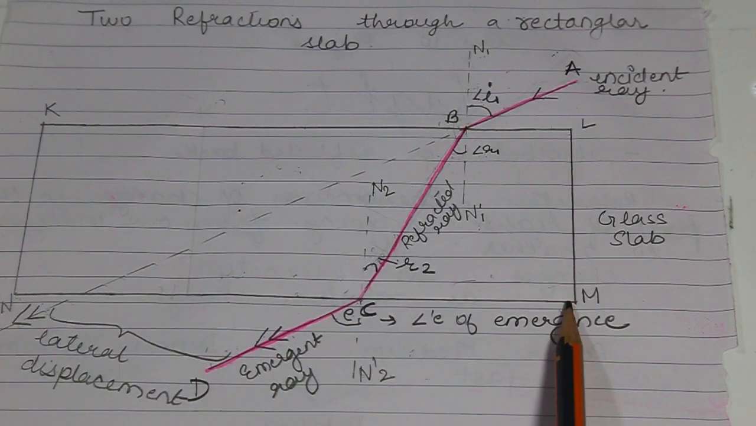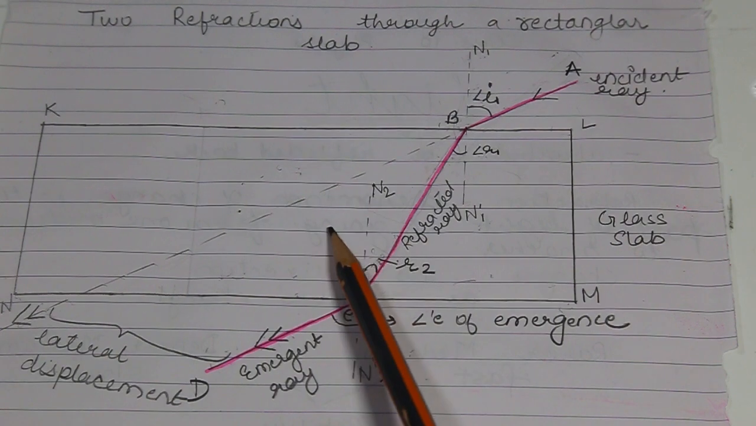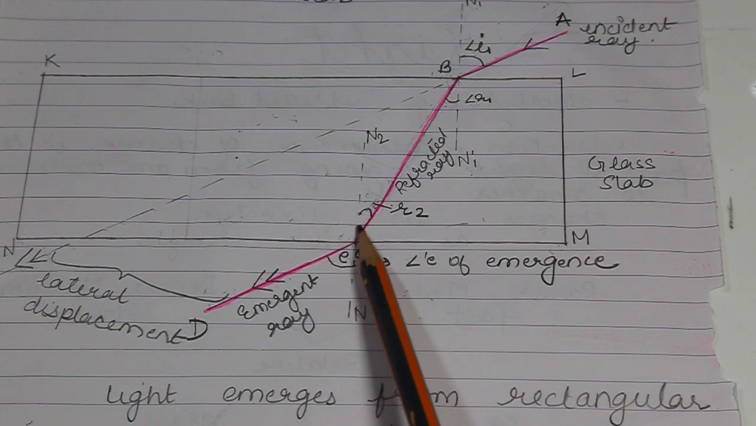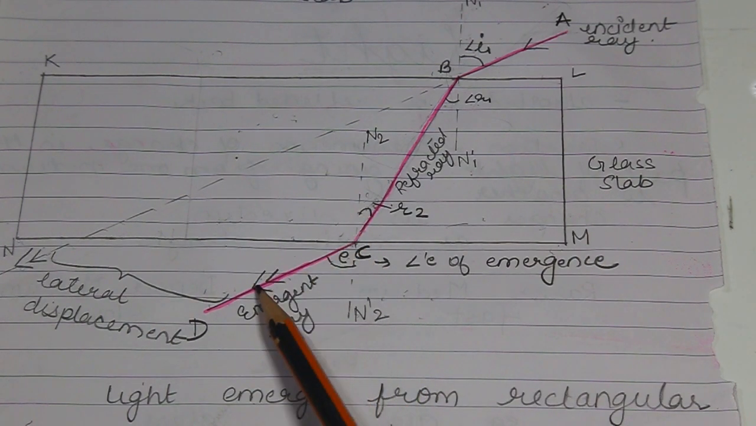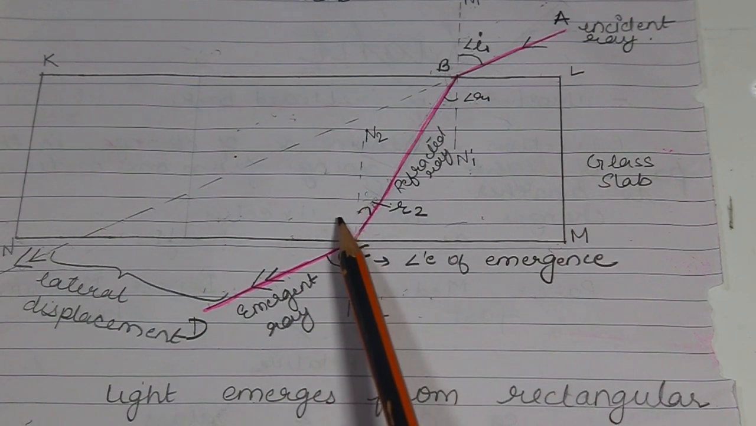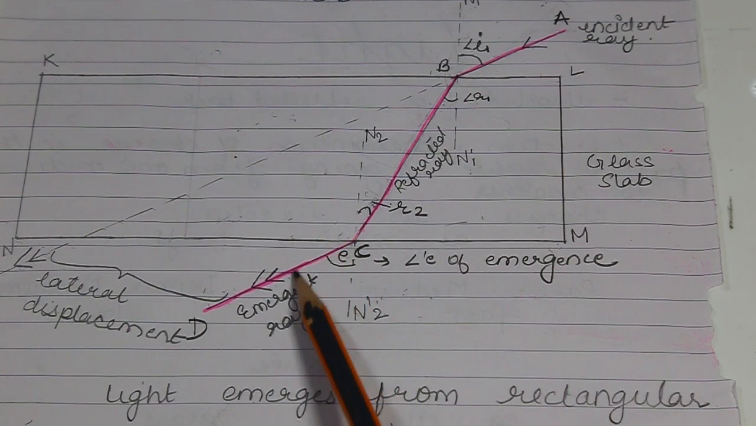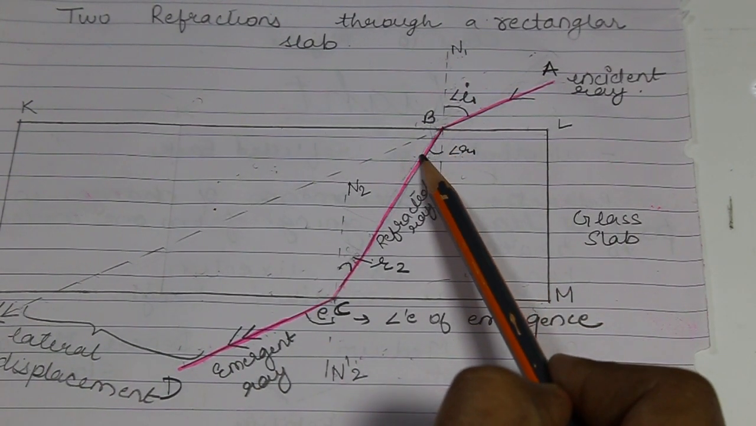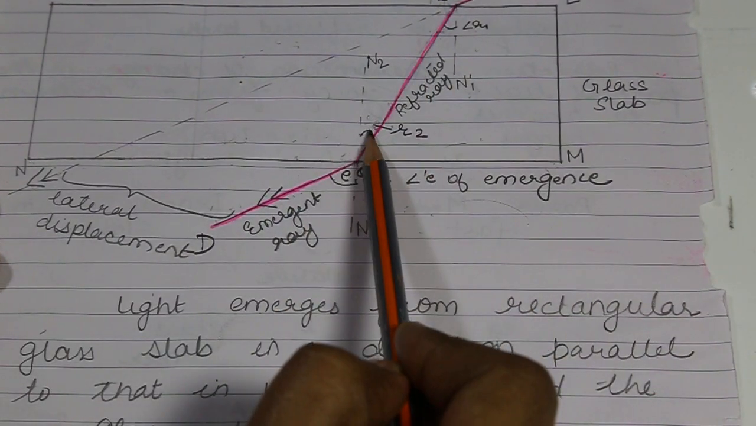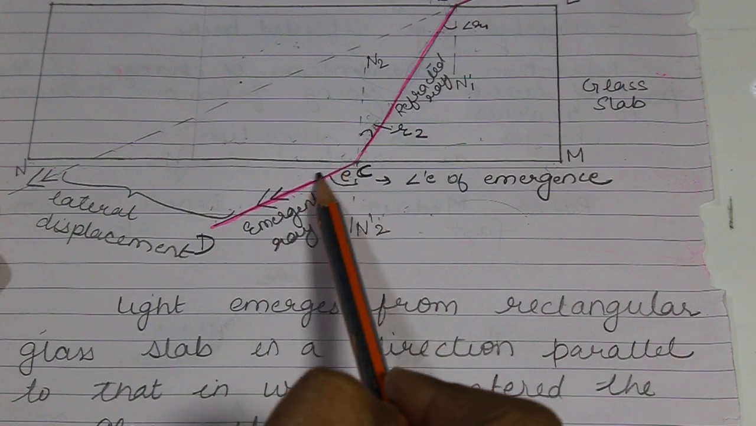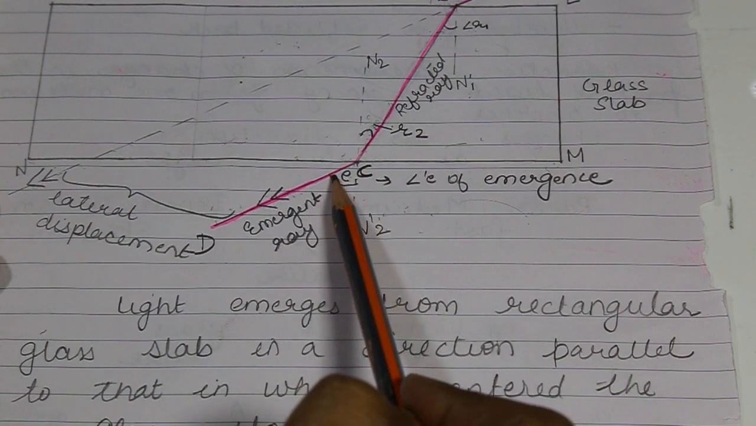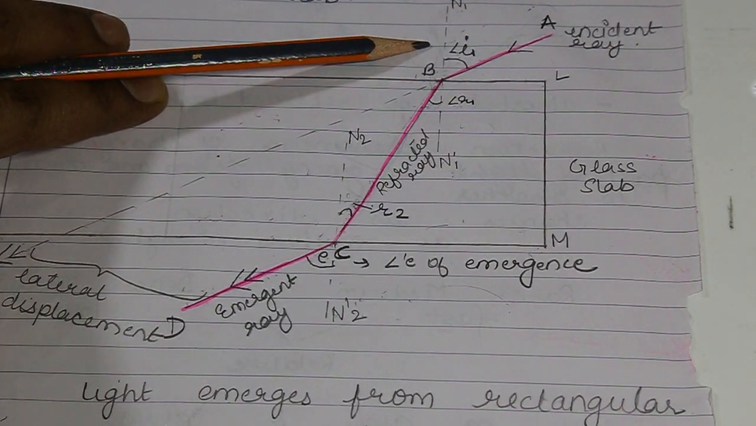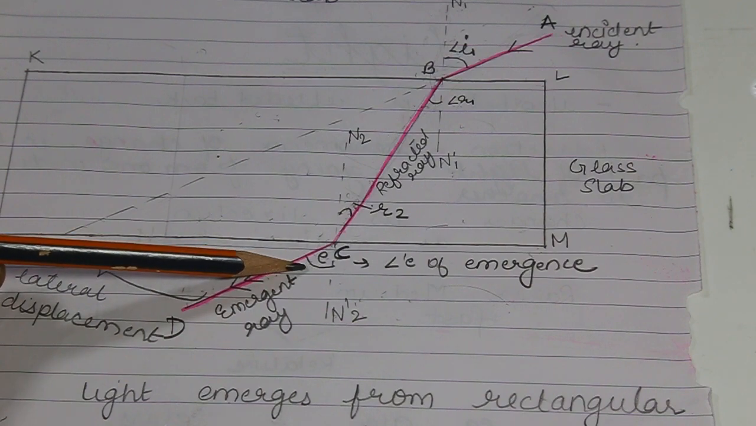Then from face NM, when light travels from a denser medium back to air, which is a rarer medium, again the light will move away from normal N2. Why? Because here the medium is changing from denser to rarer. Earlier it was rarer to denser, and the light ray bent towards the normal. Here, in case of denser to rarer, the light ray is moving away from the normal. So we can say that in this case, the angle of incidence i1 is equal to the angle of emergence e.